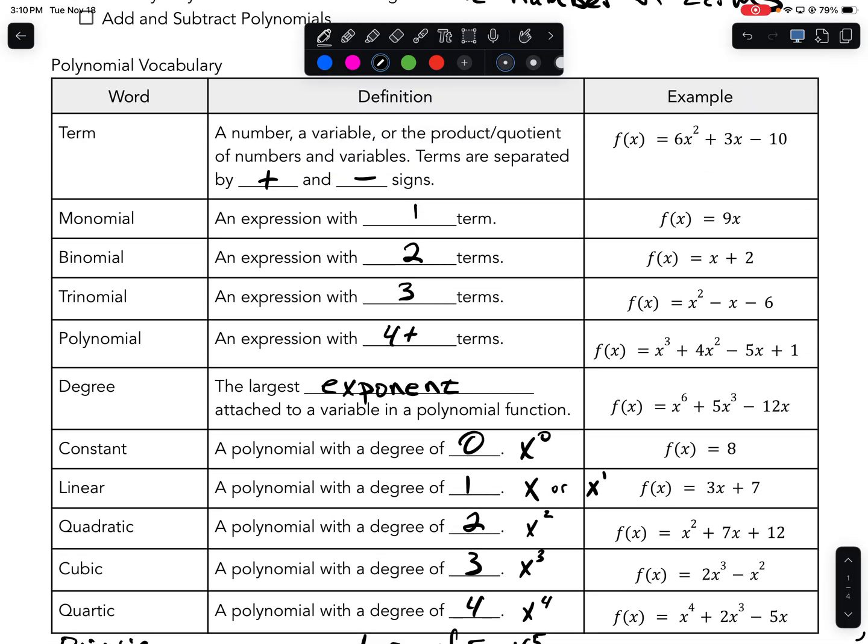Okay, so Kate, we're looking at this first one right here, x squared plus 3x minus 10. Can you name it by degree and number of terms? So what's the highest exponent? 2. What's that called? A quadratic. Good. And then 3 terms is called what? Trinomial. Perfect. Quadratic trinomial.